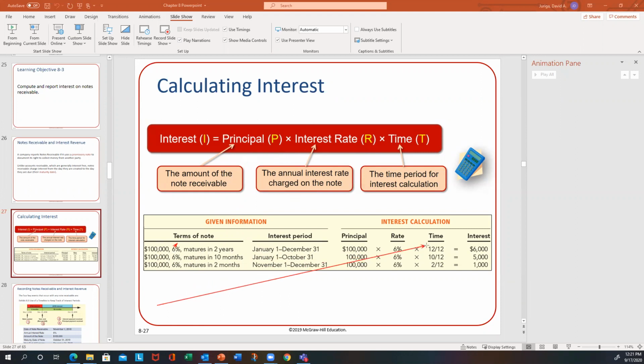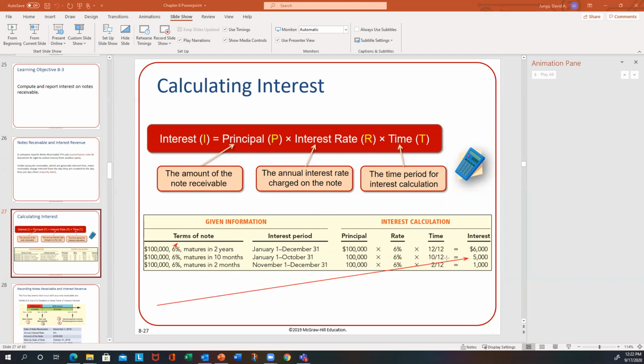And the reason they're taking it times 12 over 12 is because typically the interest rate they give you is an annual interest charge, annual APR, annual percentage rate. So by simply taking 12 months over 12 months, 12 over 12 is 1 year, times 6% times 100,000, that would give you your yearly interest. For the second one, January through October is 10 months. Notice that changed to 10 out of 12 months, 10/12ths of a year. So it's the same calculation, but it's not a full year, it's 10/12ths.